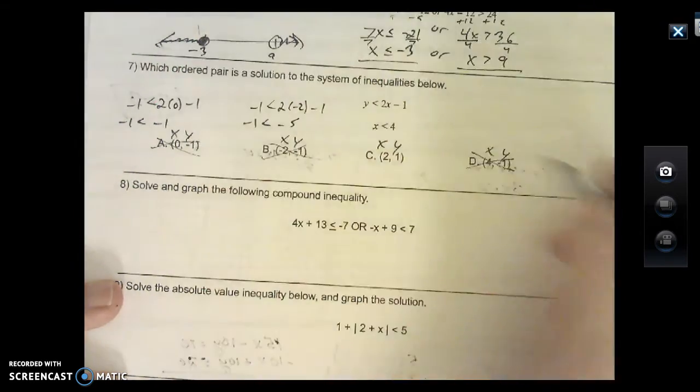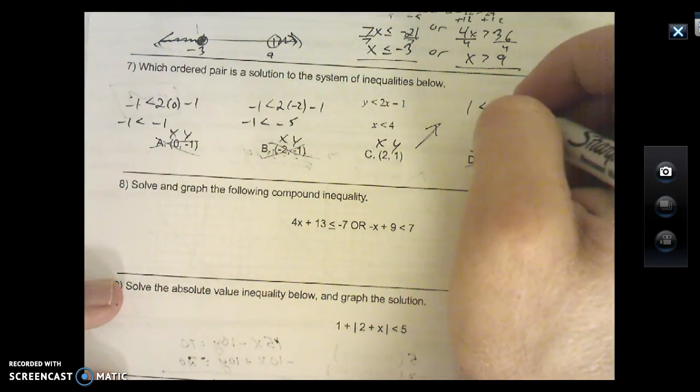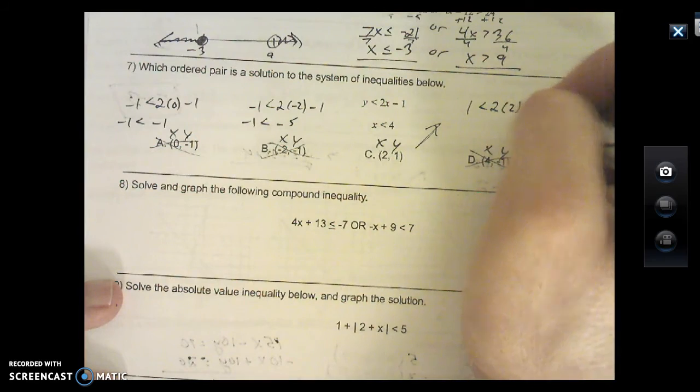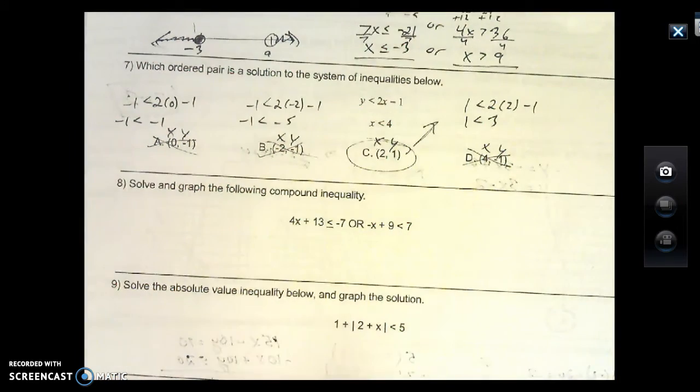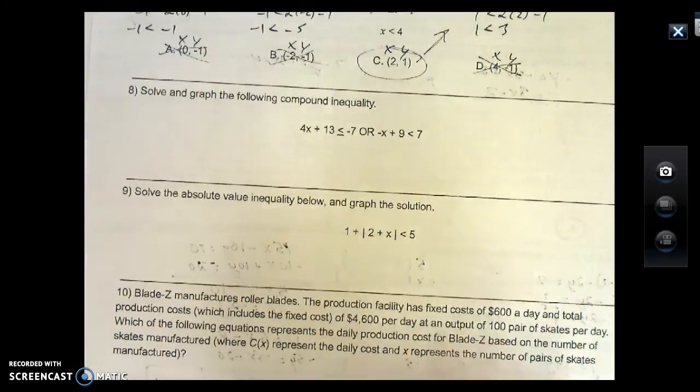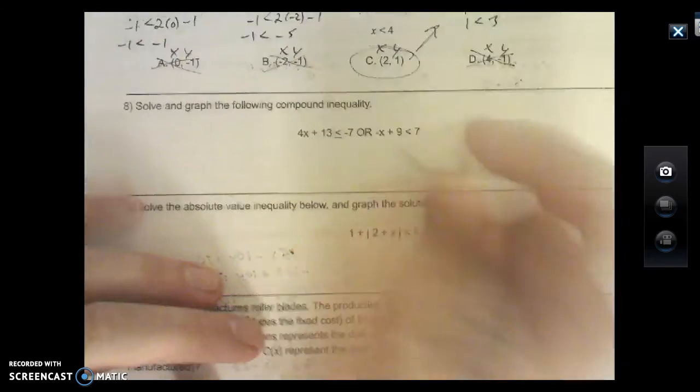Think about the number line. Obviously this means this is the correct one, but just to show you guys, 1 is less than 2 times 2 minus 1. 1 is less than 3. That's true. We're in business. Okay? All's well. Number 8. Solve and graph the following compound inequalities. Same idea. Cover them up. Subtract 13 from both sides.